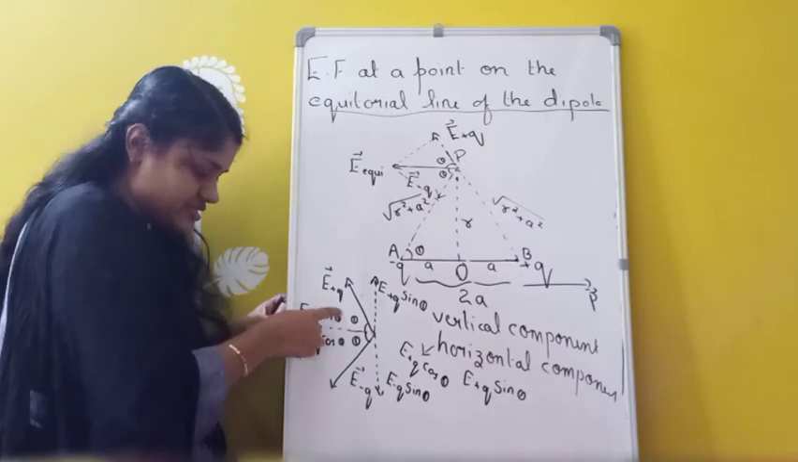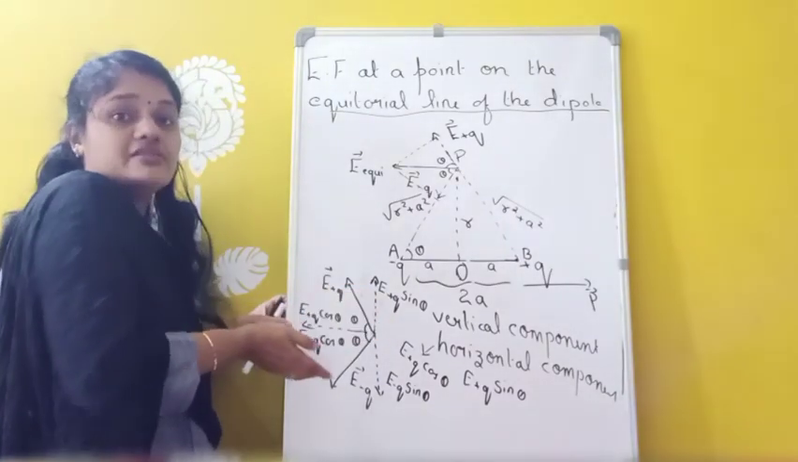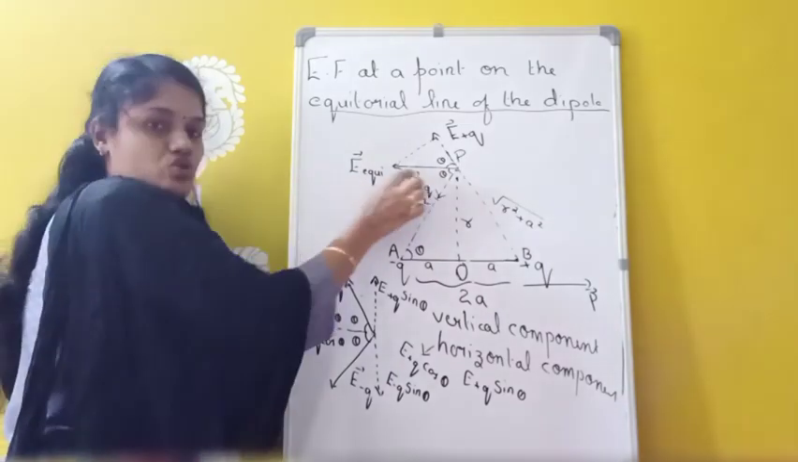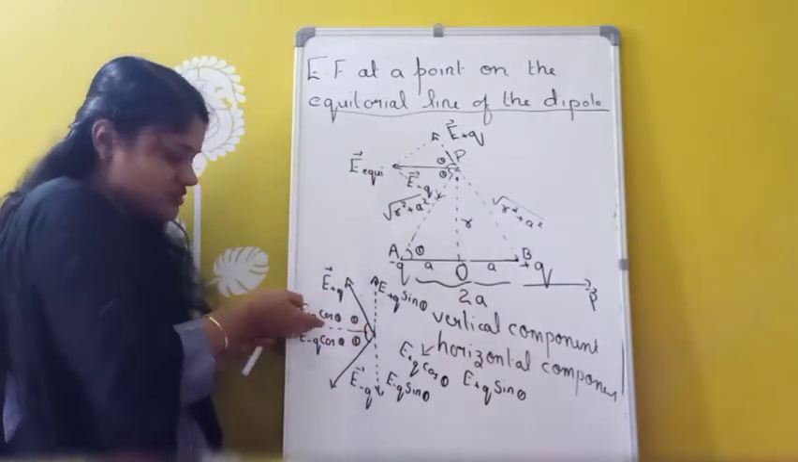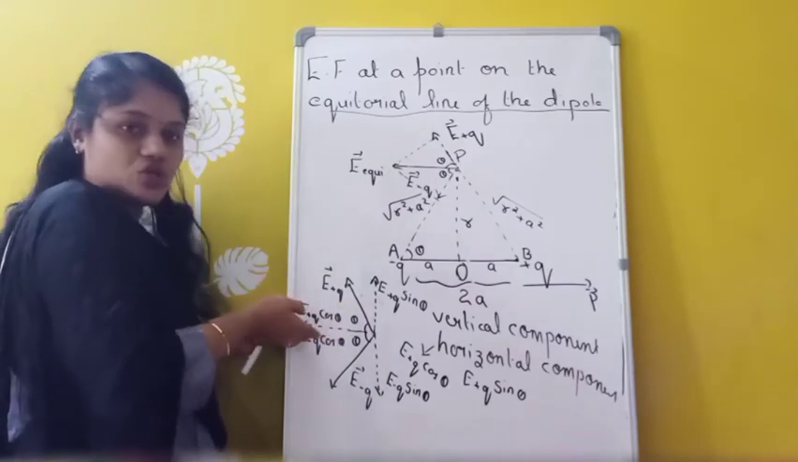E plus Q cos theta as well as E minus Q cos theta are acting along the same direction. That means they will be adding each other. So what is the direction of E equatorial? It is in the same direction as E plus Q cos component as well as E minus Q cos component.